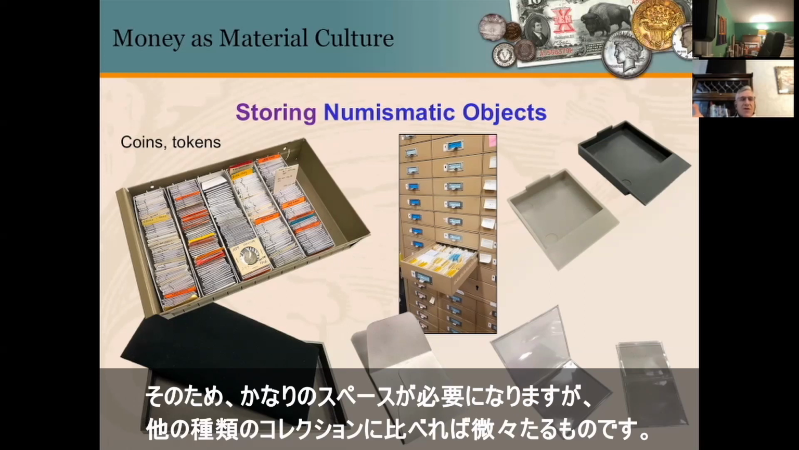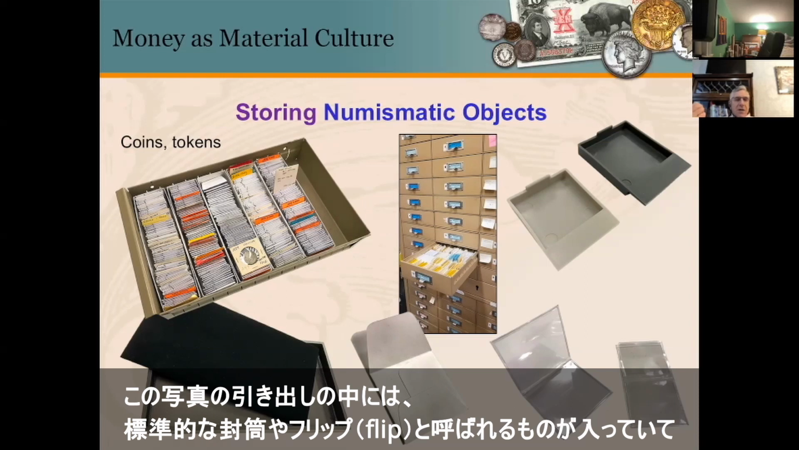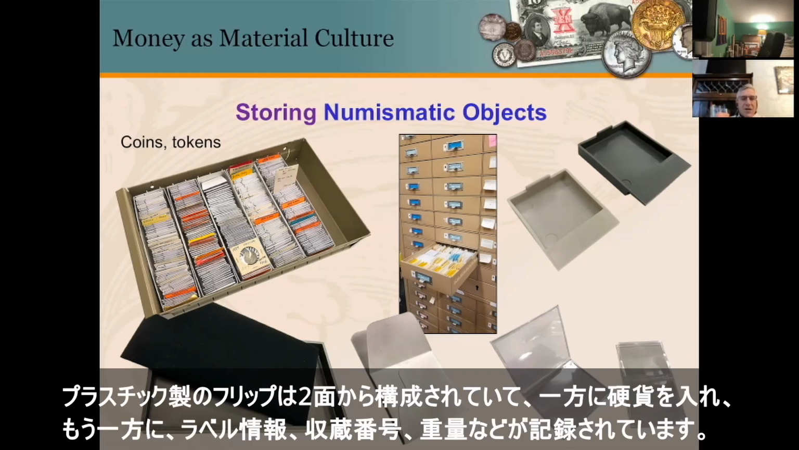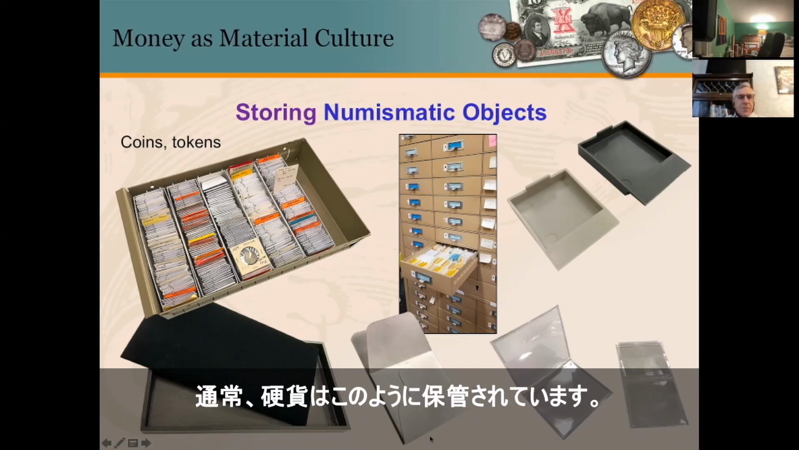This takes a considerable amount of space, but relative to other types of collections, it's minuscule. So we have a number of cases, such as the one you see in the background here, which have drawers in them, and these drawers are set up so that they hold the standard envelopes or flips, as we call them, which each contain a single coin and also have the label information on the back, or in the case of the plastic flips, in a sleeve. There are two pockets, and so one pocket will have the coin and the other pocket will have a sleeve which contains the label information, the accession number, the weight, etc. So this is how you typically see coins stored.